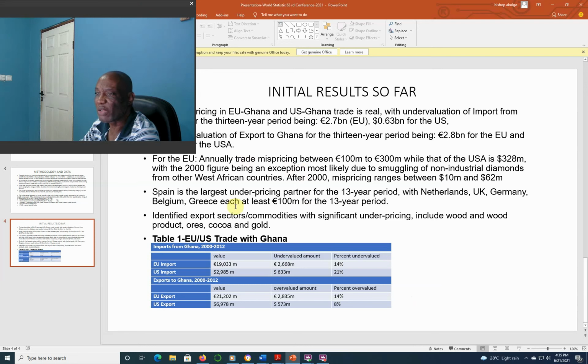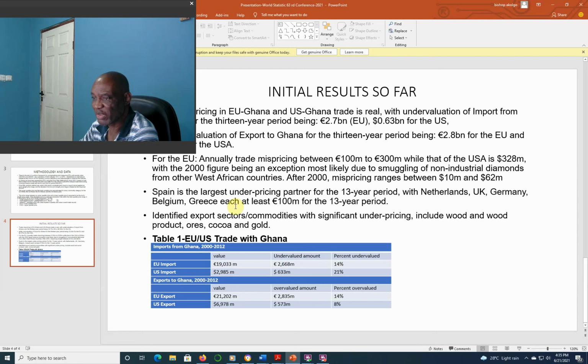For the EU, annual trade mispricing is between 100 million euros and 300 million euros, while that of the US is $328 million. Spain is the largest underpricing partner for a 30-year period, with the Netherlands, UK, Belgium, and Greece each at 100 million for a 30-year period. Identified export sectors and commodities with significant underpricing include wood products, ore, cocoa, and gold.